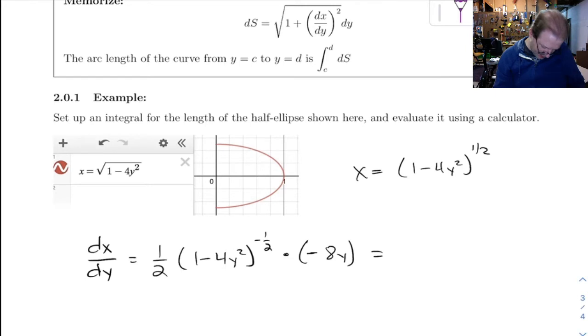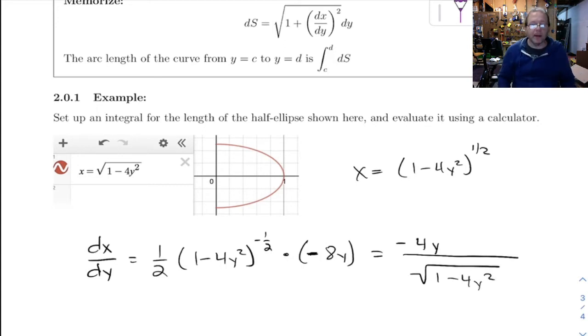So let's see, what is that? The 8 and the 2 cancel and leave you with a 4. There's a y on top. This negative is still there. And then the 1 minus 4y squared goes on the bottom like that. So that's dx/dy. Okay, now we've got to square it. Well, let's just go ahead and write out what ds is.